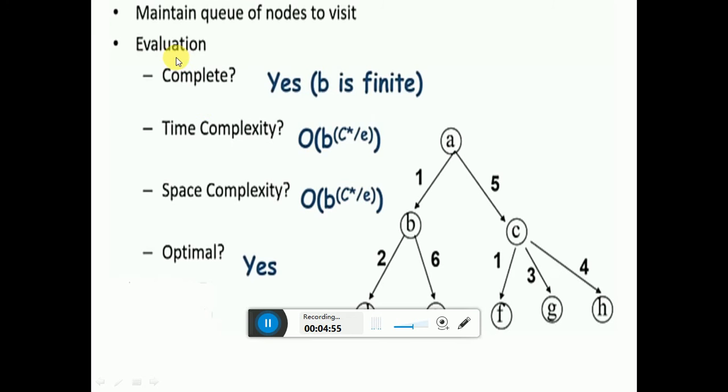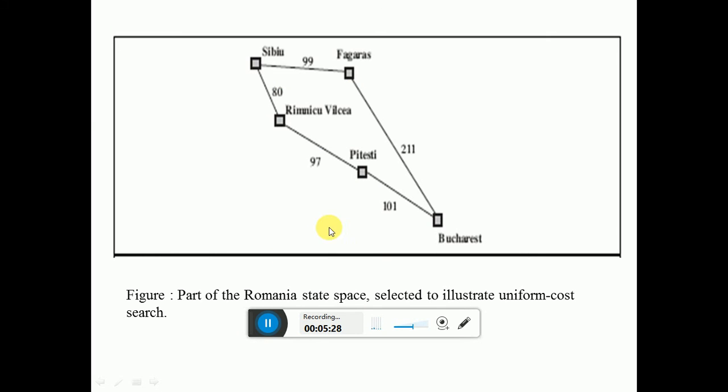Then we have to check the evaluation. First, is it complete? Yes, if b is finite. And time complexity here, b raised to C star by epsilon. Epsilon is the lowest cost and C star is the optimal cost. And the space complexity also is same, b to the power C star by epsilon. Then you have to check also, is it optimal? Yes, it is optimal.